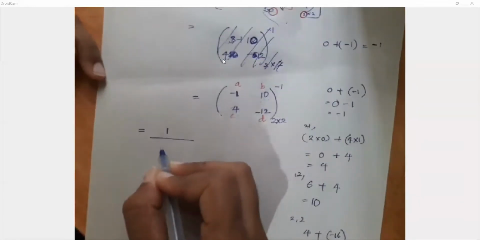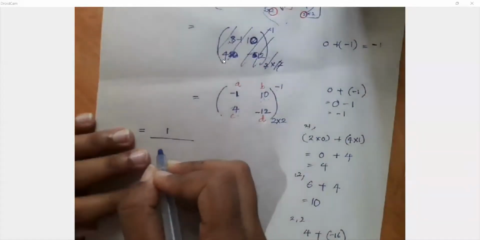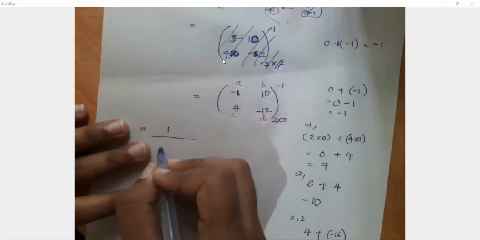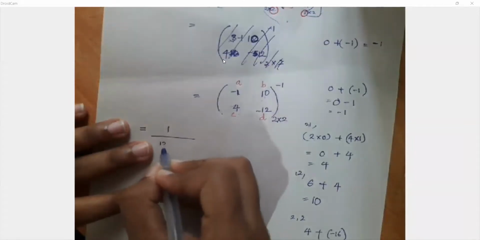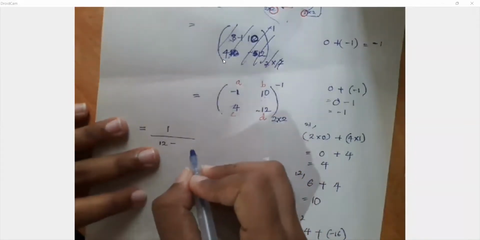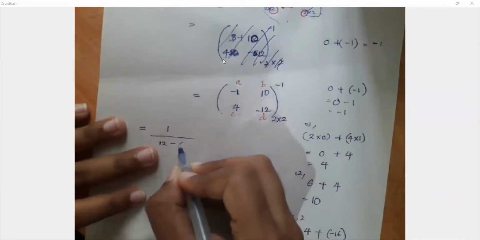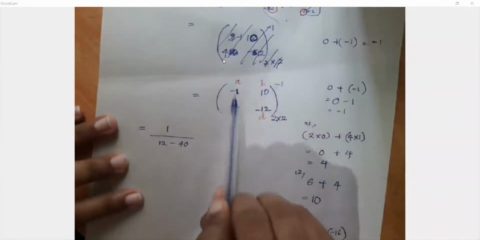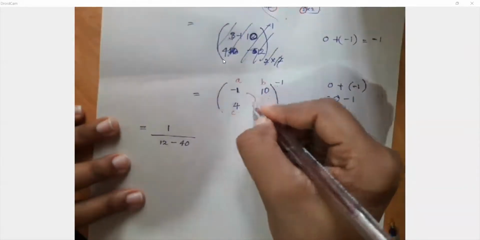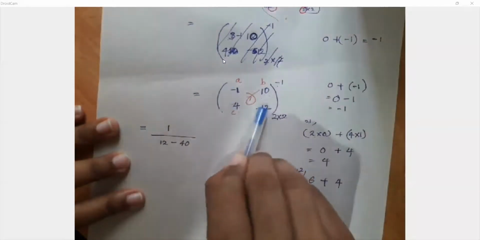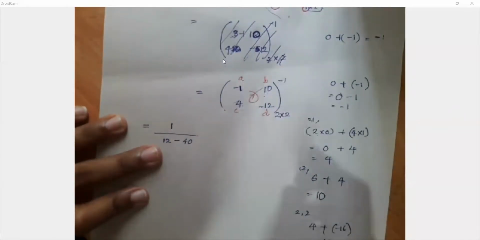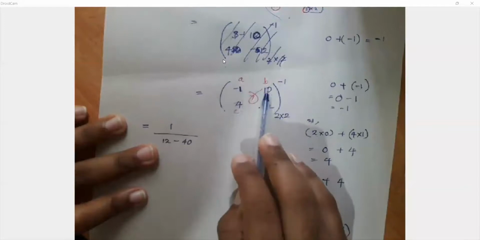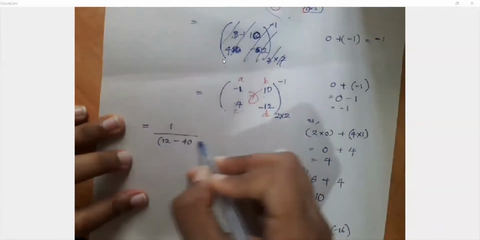AD minus BC. What is our AD here? 12 minus 40. Very good. We look at AD minus BC. A into D, minus into minus plus 1 into 12, 12 minus 4 into 10, 40. Now this is here.